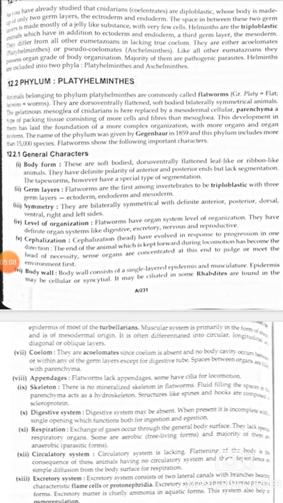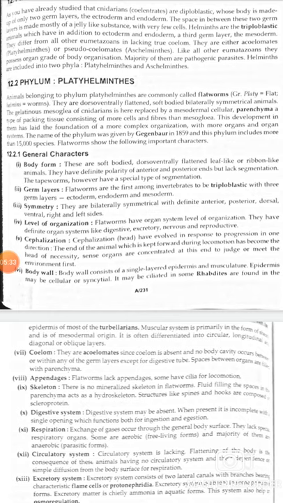Next is excretory system. It consists of two lateral canals with branches that bear flame cells or protonephridia. However, the excretory system is absent in some primitive forms. The main excretory matter in these flatworms is ammonia in aquatic forms. And this system also helps in osmoregulation in these animals.